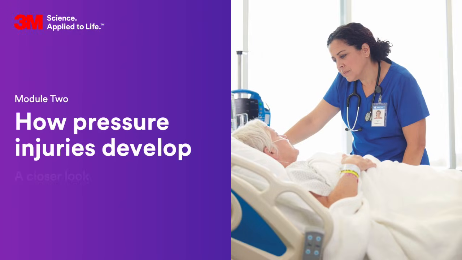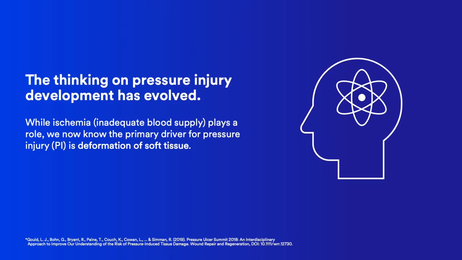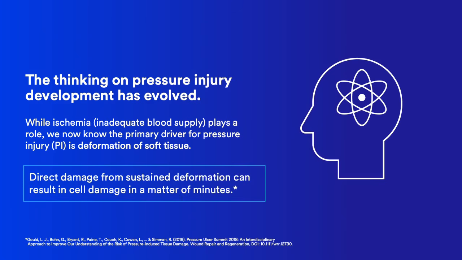Module 2, we will review how pressure injuries develop. The rationale on pressure injury development has evolved. While ischemia, or inadequate blood supply, plays a role, we now know the primary driver for pressure injury is soft tissue deformation. Direct damage from sustained deformation can result in cell damage in a matter of minutes.